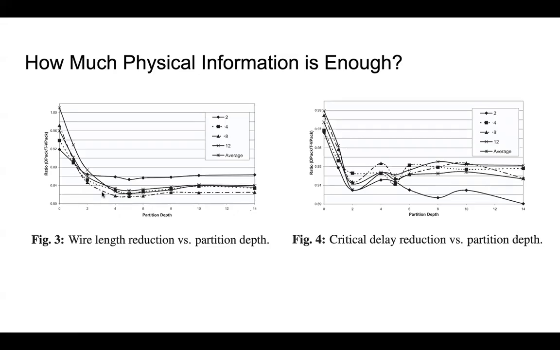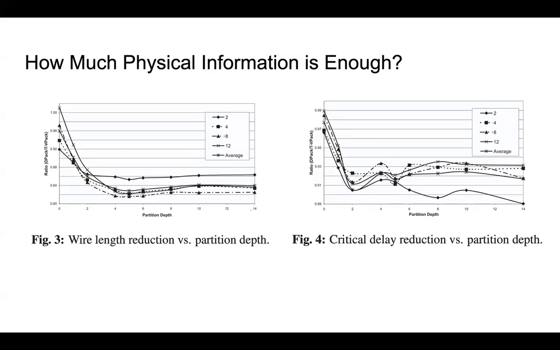So doing four layers of bipartitioning versus doing 14 layers of bipartitioning doesn't make much of a difference here. That would be for wire length, and that's for CPD, and it's basically the same thing here, which is kind of interesting. So going with a high resolution global placement does not necessarily help the packing that much.